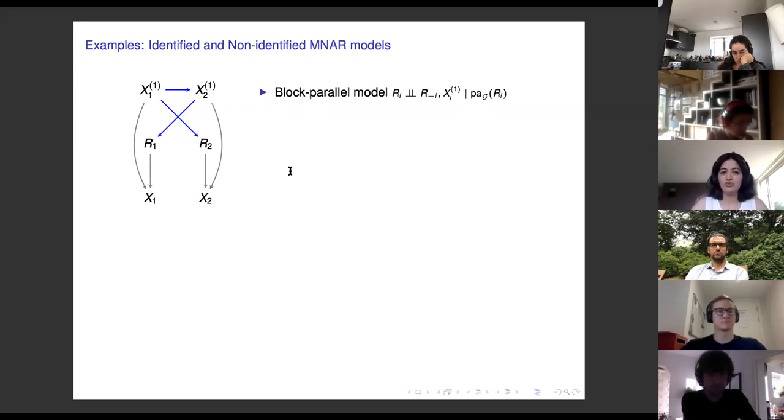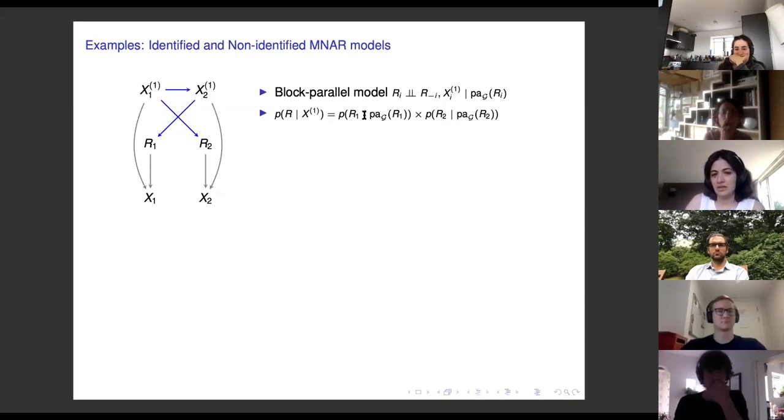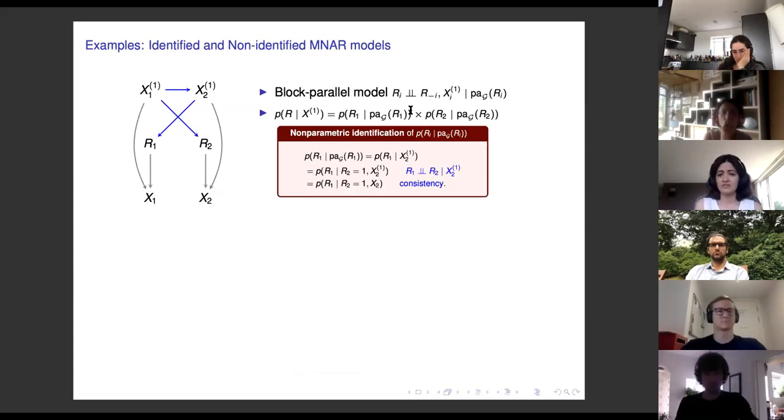So we want to try to identify the full law here, and we said the full law is identified if and only if the missingness mechanism is identified. So we just play with this missingness mechanism and factorize it as the probability of R1 given its parents and probability of R2 given its parents. We sometimes call these propensities, similar to causal inference, so propensity of R1 and propensity of R2. The claim is that if these propensities are identified, then the product is going to be identified as well.